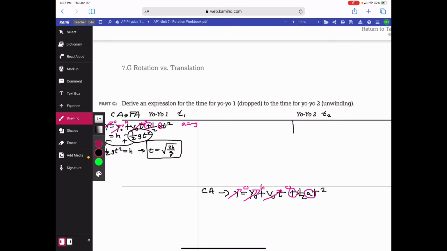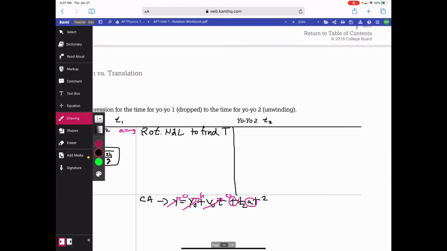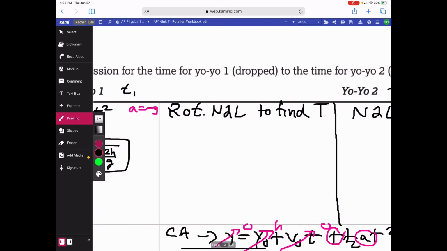So here's how we're going to do it. We're going to use rotational Newton's second law to find that upward tension. And you're going to use Newton's second law to find acceleration. Okay, so rotational Newton's second law, what is that? Well, that's net torque equals I alpha.